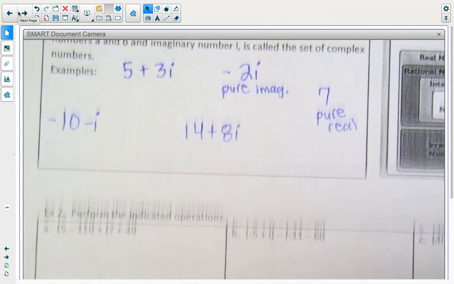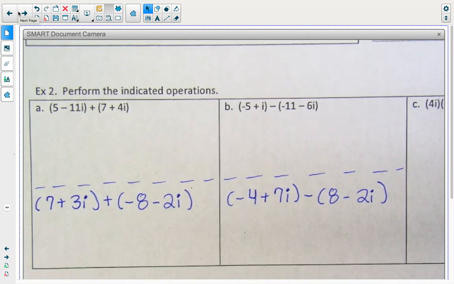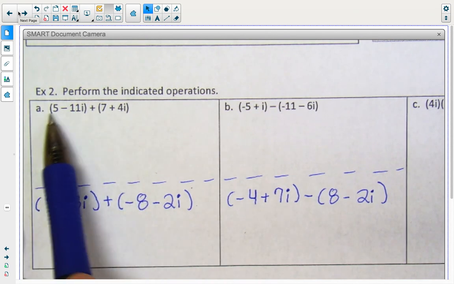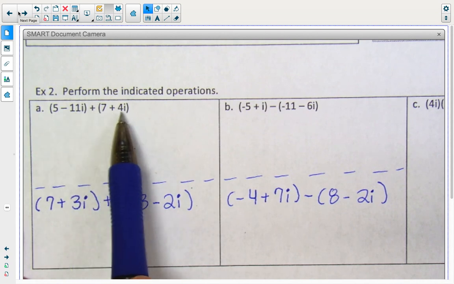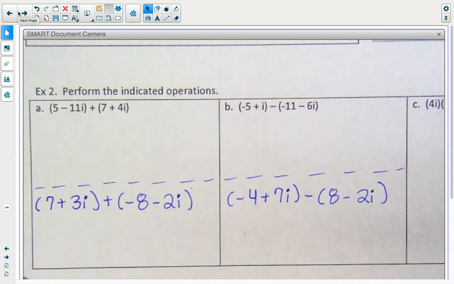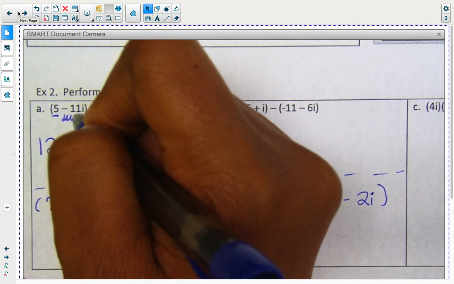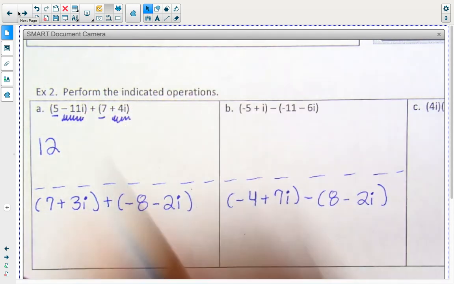We're going to end with doing some calculations with imaginary numbers. We're going to start by adding and subtracting imaginary numbers, and tomorrow we will multiply and divide with our imaginary numbers. You add and subtract imaginary numbers like you would normal variables. You're going to add and subtract like terms. Looking at my first problem here, we have 5 minus 11i plus 7 plus 4i. We're going to add the real parts of our problem, and we're going to add the imaginary parts. So real, 5 plus 7 is 12. And then we're going to add our imaginary parts together, negative 11 and positive 4, which gives me negative 7i.